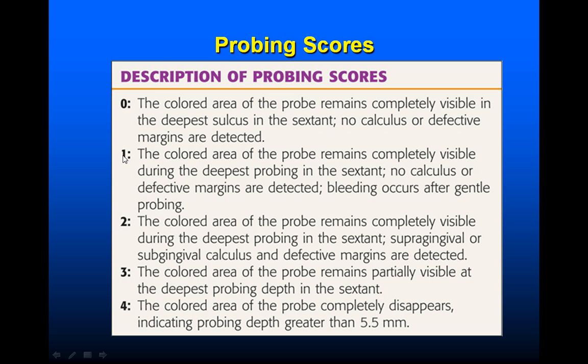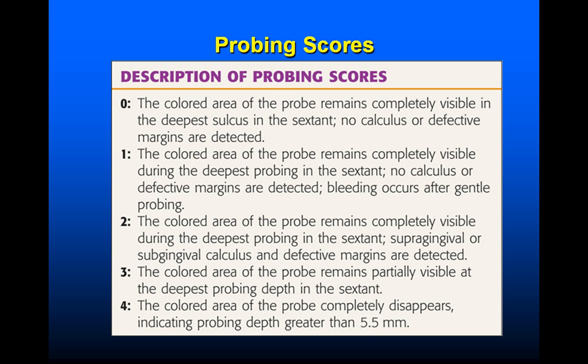Number 1 is still okay. The probing, the colored area of the probe still remains completely visible. There's no calculus or defective margins. However, the difference here that separates a 1 from a 0 is that there is bleeding that occurs after probing.